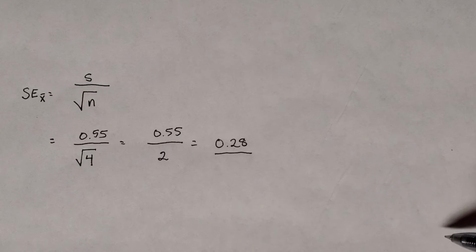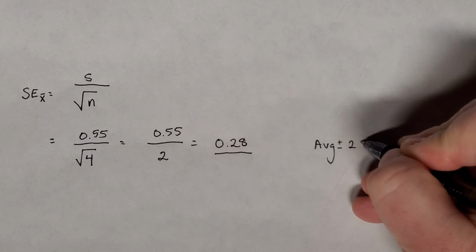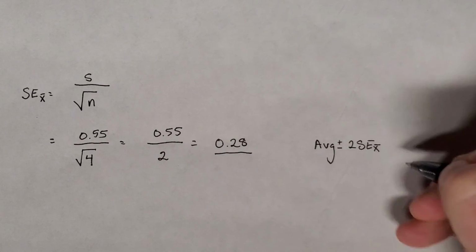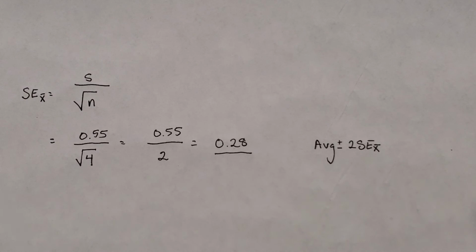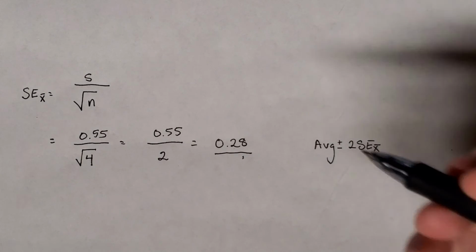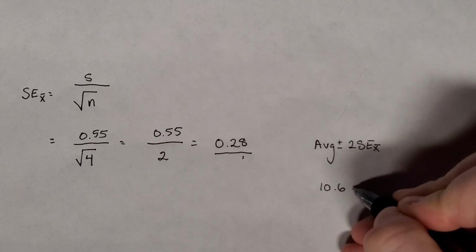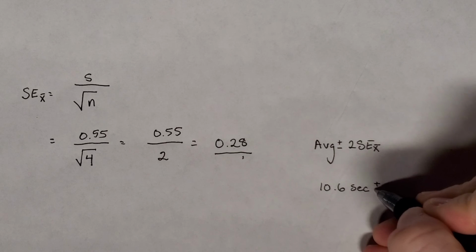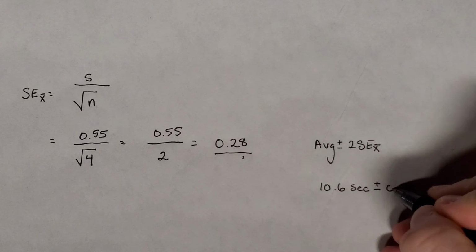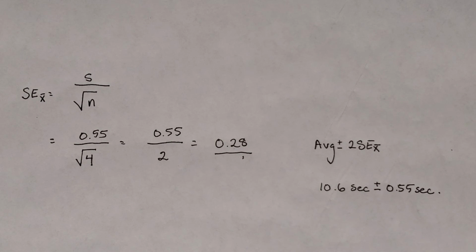How do we report this data out then? Well, oftentimes what we are reporting out is the average plus or minus what we call 2 standard errors of the mean. In this case, 2 standard errors of our mean here is going to be 0.55. And so to report this data, we would say that it takes this individual 10.6 seconds plus or minus 0.55 seconds to complete 100 meters.